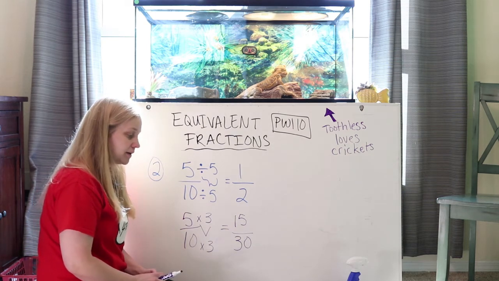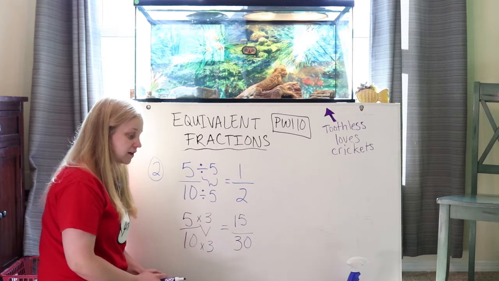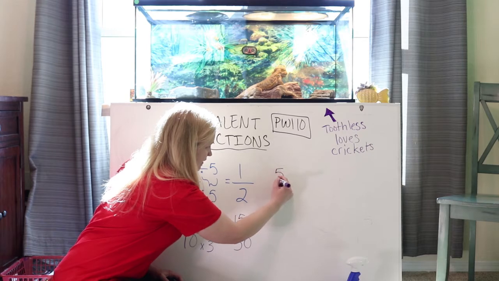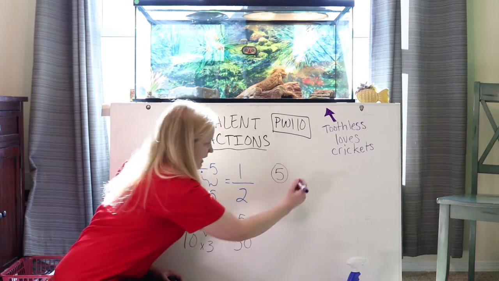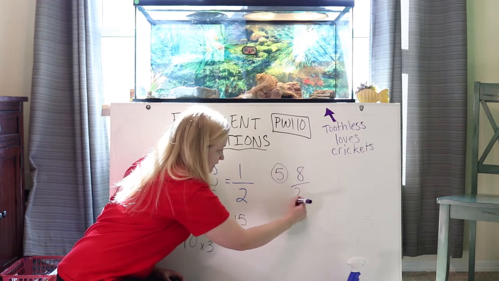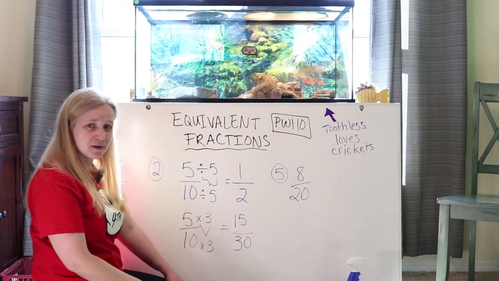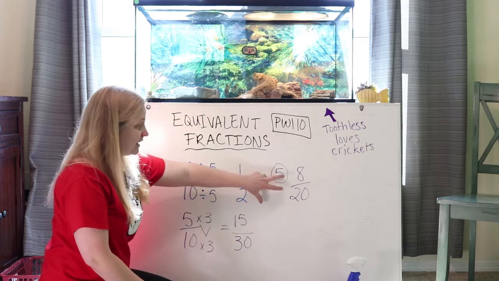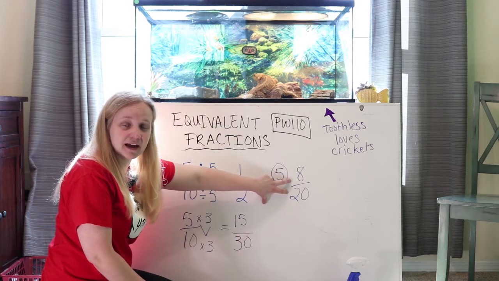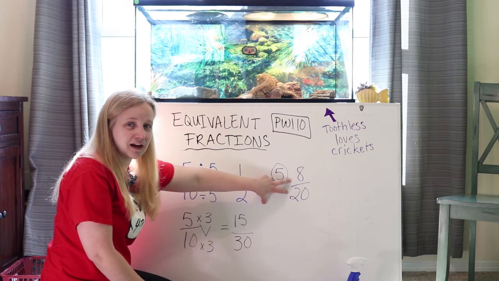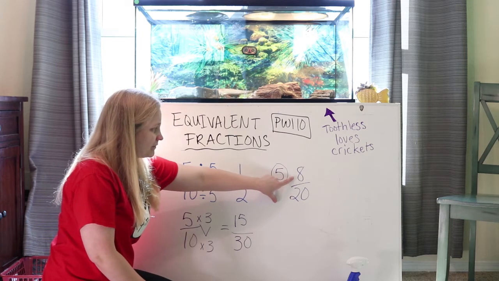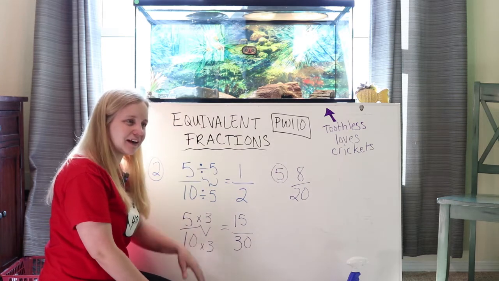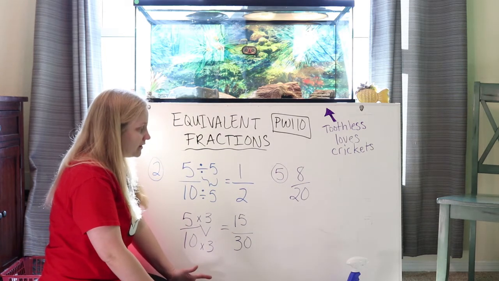Let me show you another one. Let's look at number 5 on your paper because that one's a little different. 5 on your paper says 8/20. So first I want to see, can I go into a simpler form? Can these numbers be divided by something they have in common? It's got to be something they have in common or it doesn't work. So can 8 go into 20? Can I do 20 divided by 8? Is that a basic fact? No.